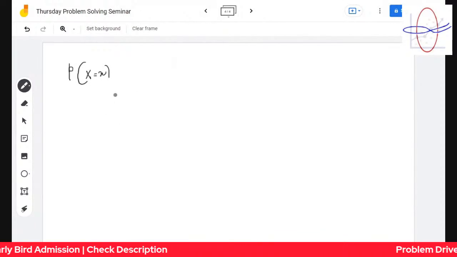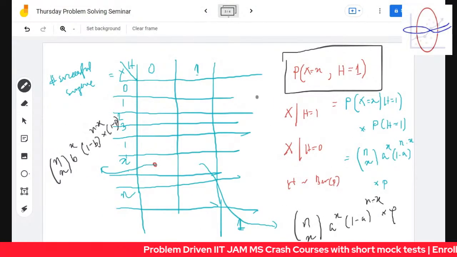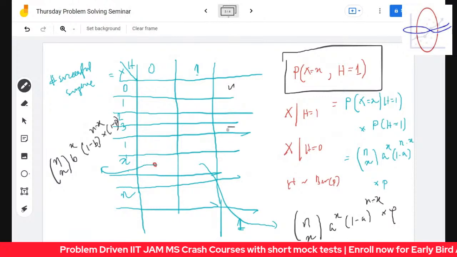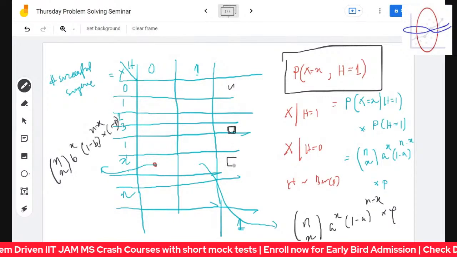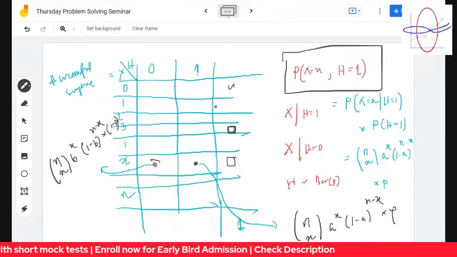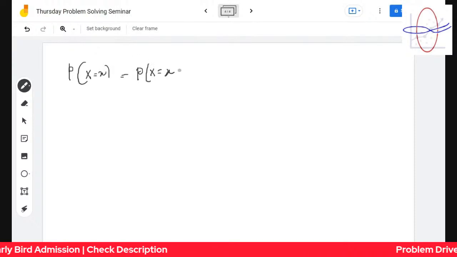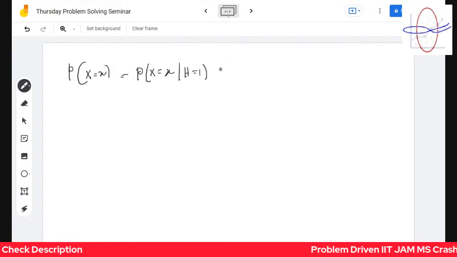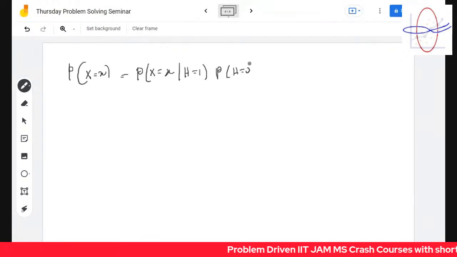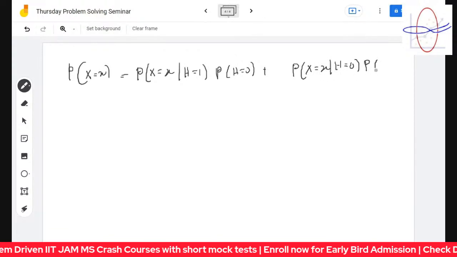And we know that X is dependent upon H. X is known via H. So we need to find out this individual probability. Probability X is equal to x is what? This plus this probability, right? So if you write it, it's equal to probability X is equal to x given H is equal to 1, into probability H is equal to 1, plus probability X is equal to x given H is equal to 0, into probability H is equal to 0.